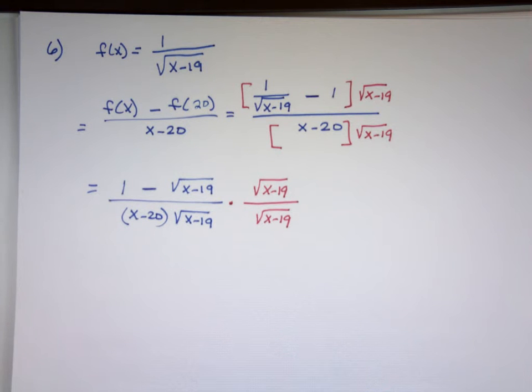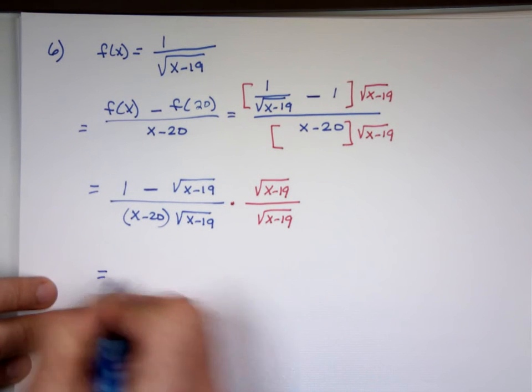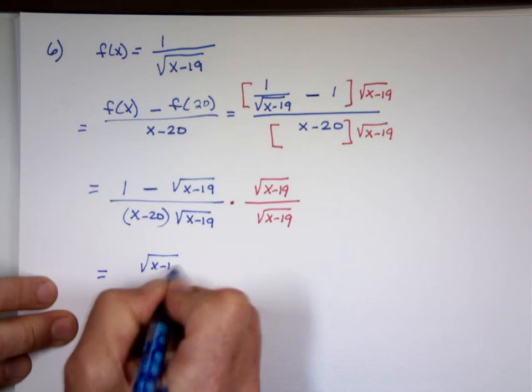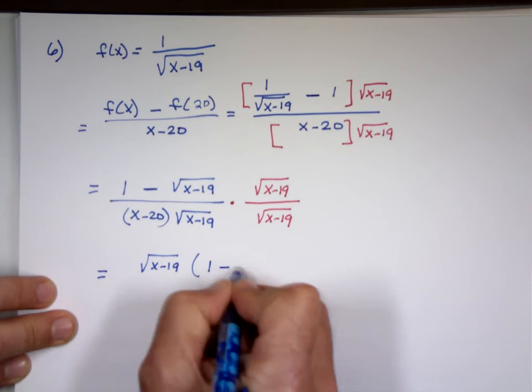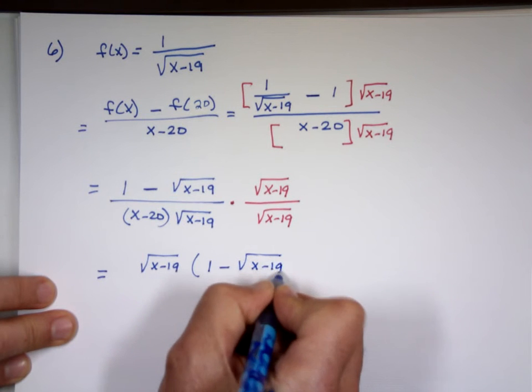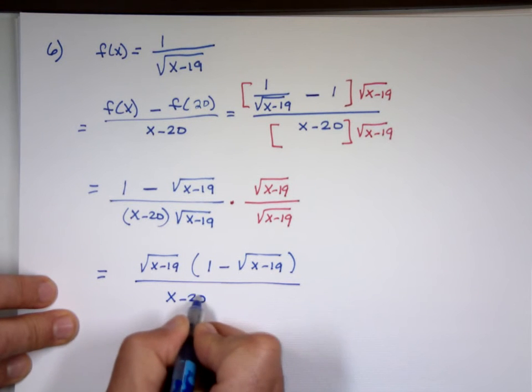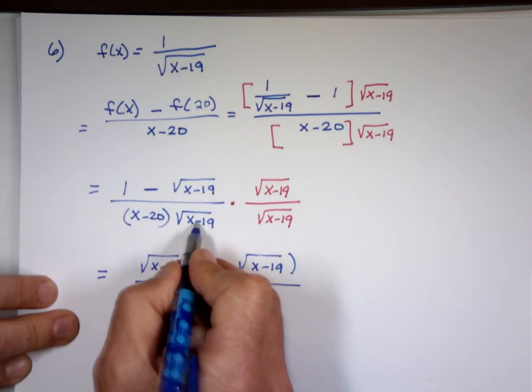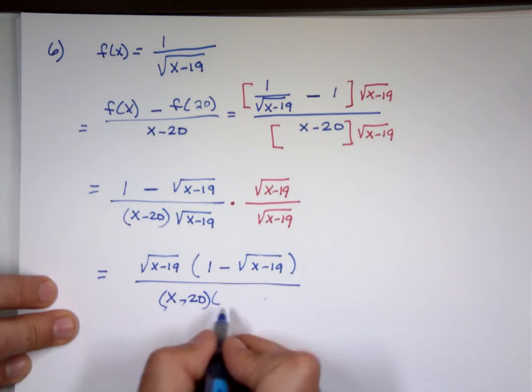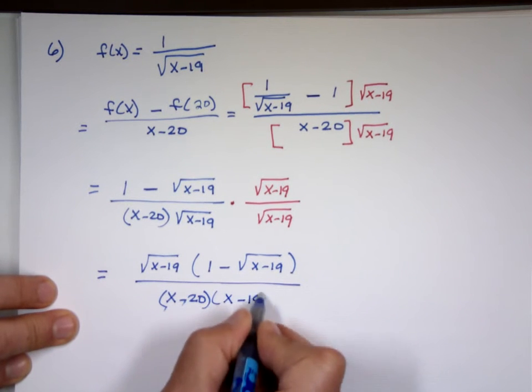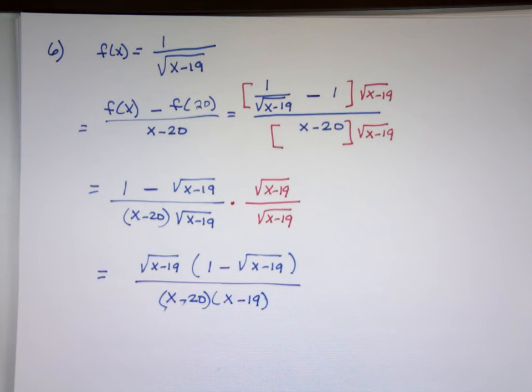So what are you going to have? You will have the square root of x minus 19 times 1 minus the square root of x minus 19, divided by what? X minus 20. What is the square root of x minus 19 times the square root of x minus 19? X minus 19. I'm not sure if they want to stop here or not. This is called rationalize the denominator.